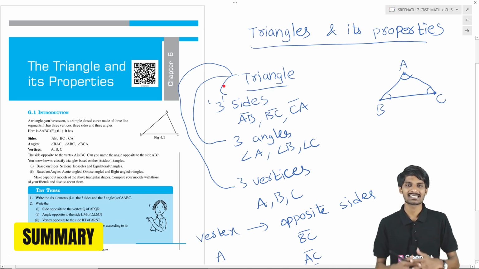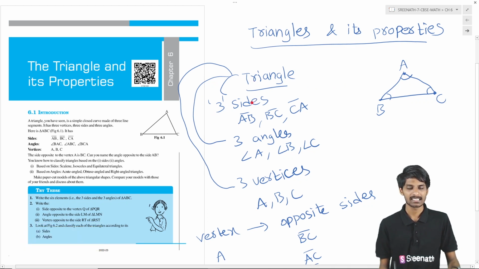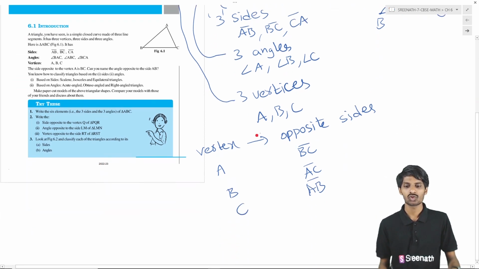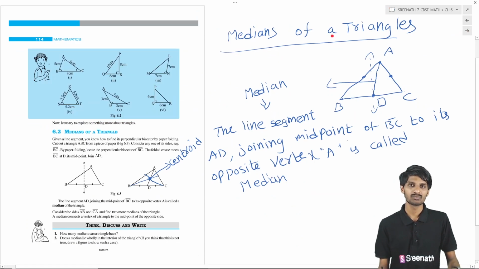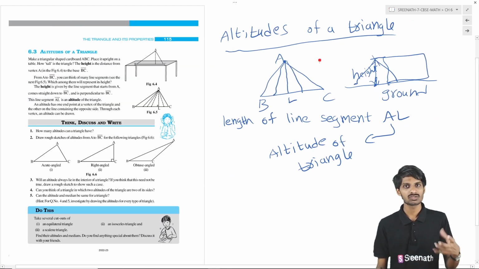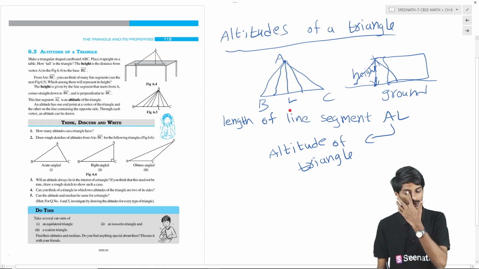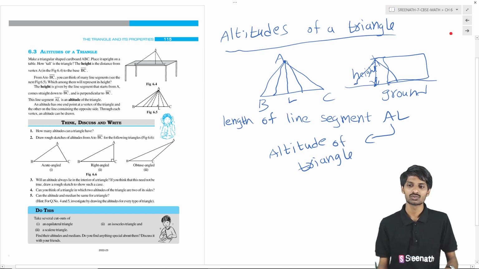Hello students, now we will discuss the summary of this chapter, that is triangles and their properties. We know a triangle has three sides, three angles, three vertices, and the opposite sides to the vertices. Next is the median of a triangle: the line segment joining a vertex to the midpoint of the opposite side is called the median, students. Next, the altitude is nothing but the height of a triangle: the perpendicular line from a vertex to the opposite side is called the altitude of the triangle, students.